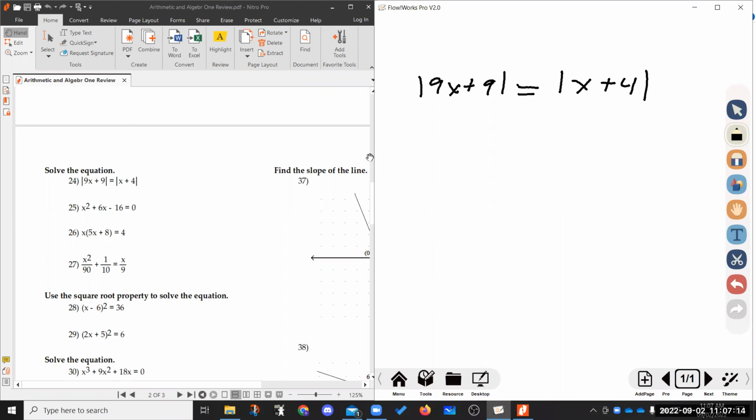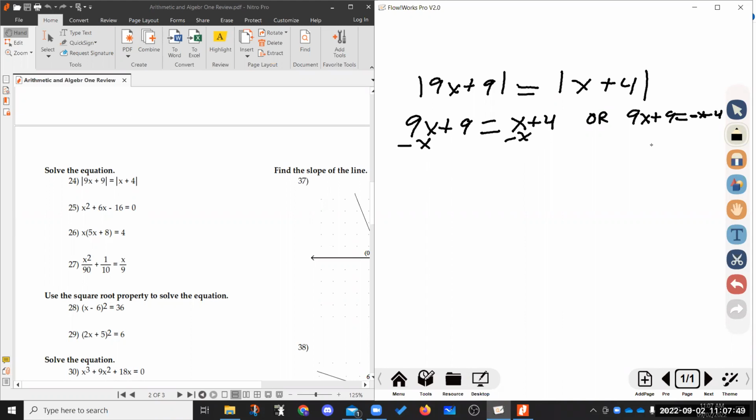Let's see here. One of the things that I can do here is to say 9x plus 9 is equal to exactly this, or 9x plus 9 is equal to exactly the opposite of that. And that'll work. That should give me my two answers.